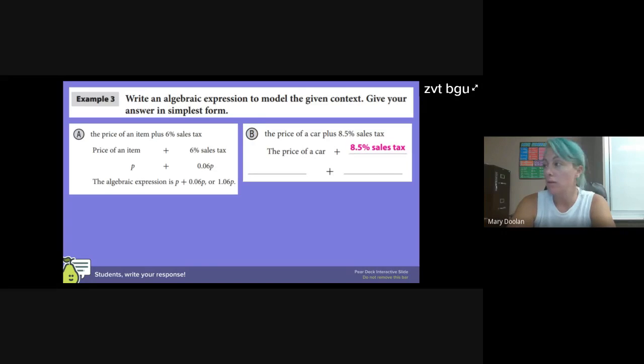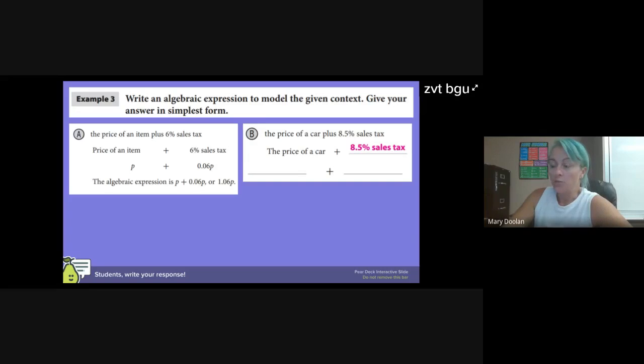So now we're going to do the B example. The price of a car plus 8 5/10% sales tax. Sales tax is on the price of the car, just like the sales tax was on the price of an item in example A. So that plus sign means we're adding. So we've got to figure out what is it that we're adding together. I want you to type for me an expression that would represent the price of a car as a variable plus, how would I show 8 5/10% sales tax on the price of a car? What would that look like?